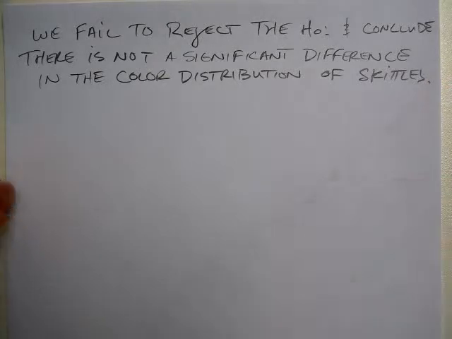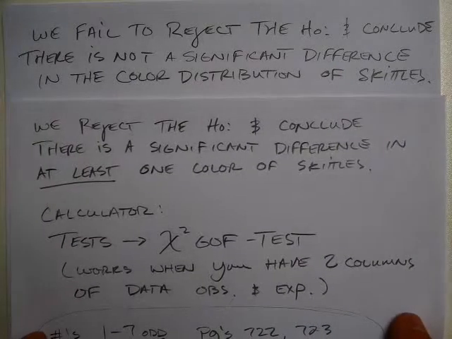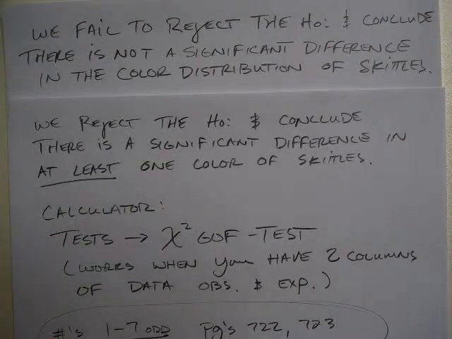That was because my p-value was far greater than any reasonable alpha. But Sydney should answer differently. Sydney should reject the null because the null should probably be set at 10% in this case. She's going to say we reject the null and conclude there is a significant difference in at least one color of Skittles.